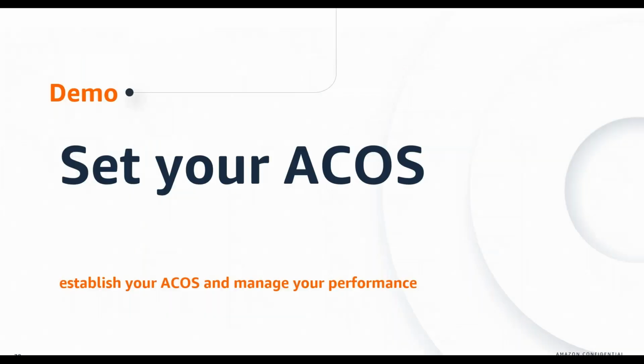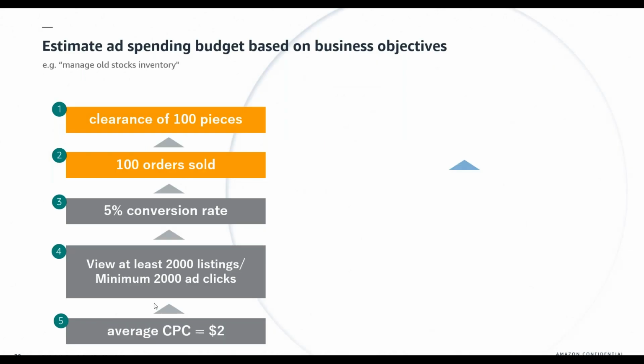And then, of course, how to set your ACOS, right? How to establish your ACOS and manage your performance. So you can actually estimate your ad spending based on your business objective. So the example that I will take here is how to manage your old stock inventory, right? So maybe, for example, you stock in a product, but you really want to clear it ASAP. So we do a bottoms-up kind of approach. So essentially your goal here, we start with number one.